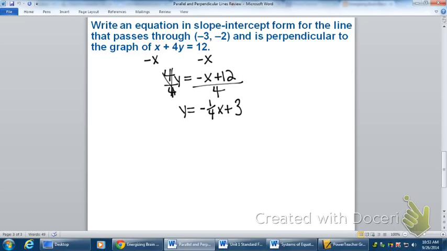Write an equation in slope-intercept form for the line that passes through (-3, -2) and is perpendicular to the graph. If we have to write another equation that goes through that point, what's the slope going to be if it's perpendicular? It's going to be 4 over 1, or 4. Yes. So for our new equation, our slope is 4 because it has to be perpendicular to our first line.